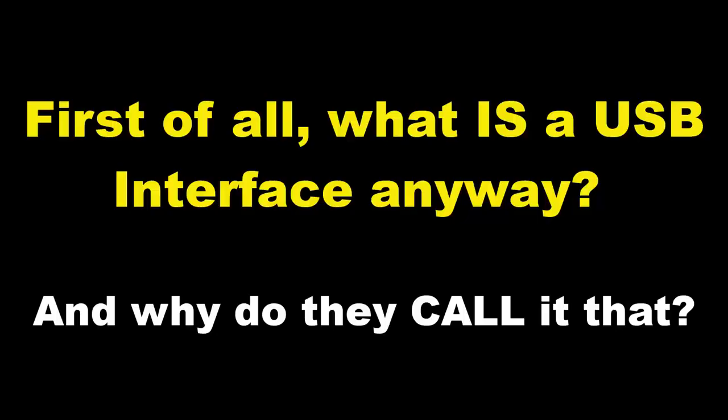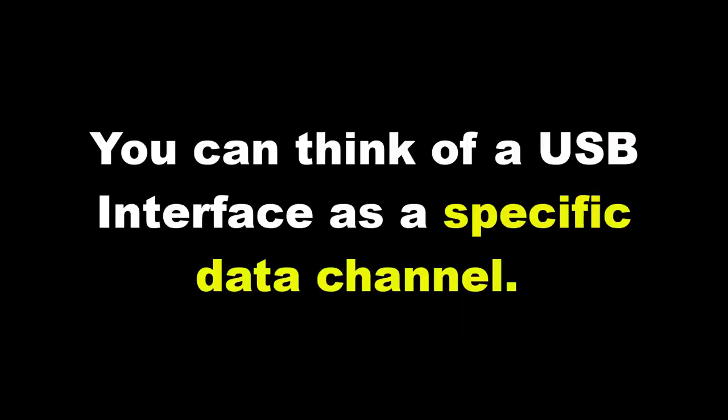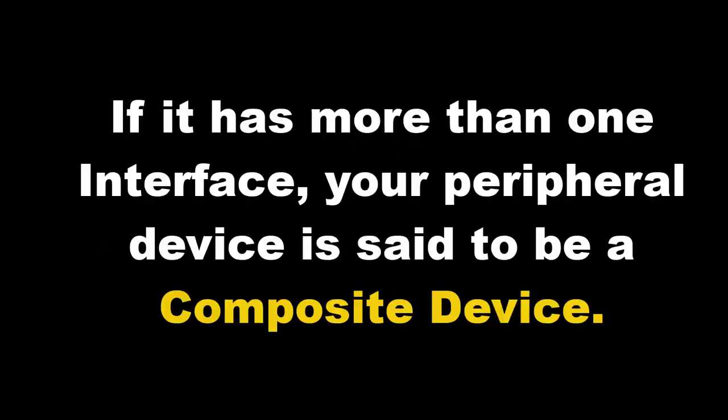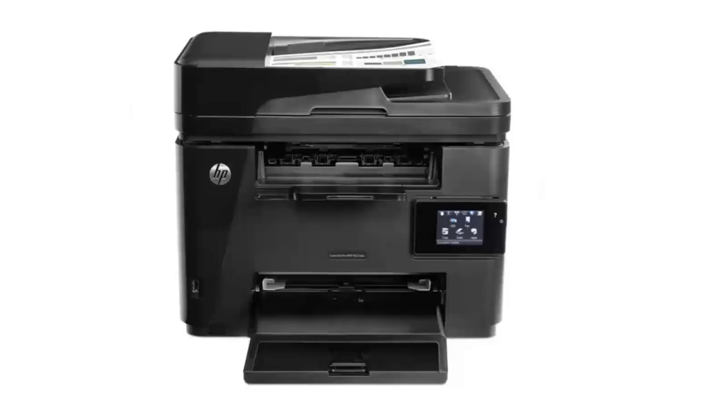First of all, what is a USB interface anyway, and why do they call it that? You can think of a USB interface as a specific data channel. Your USB peripheral device must have at least one interface, and it could have up to 15 of them. If it has more than one interface, your peripheral device is said to be a composite device. A familiar example is one of those combination printer fax scanners that are everywhere these days. One product that contains three independent functions.